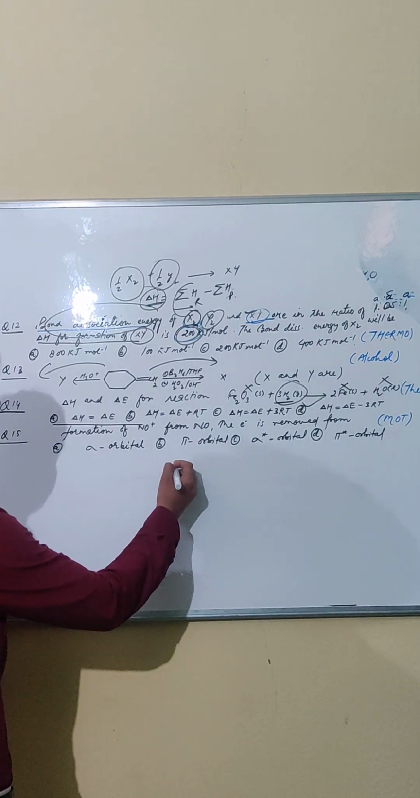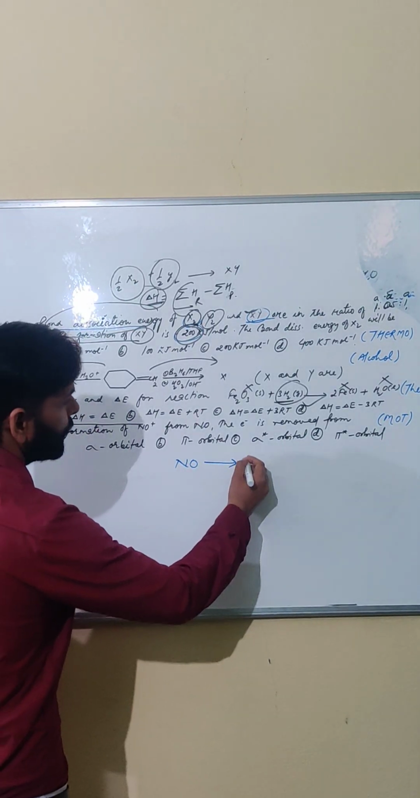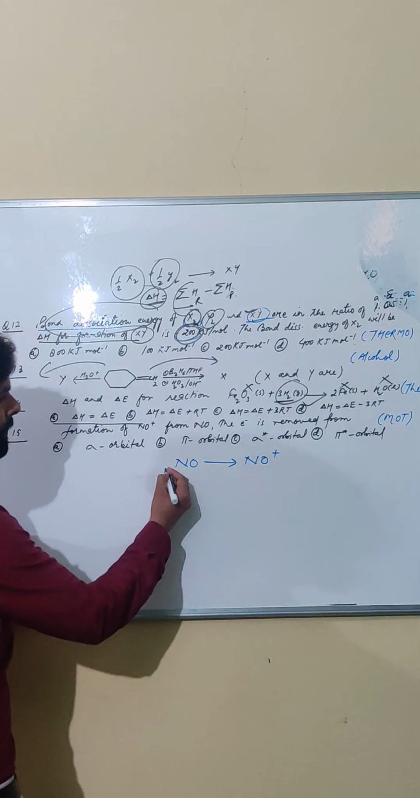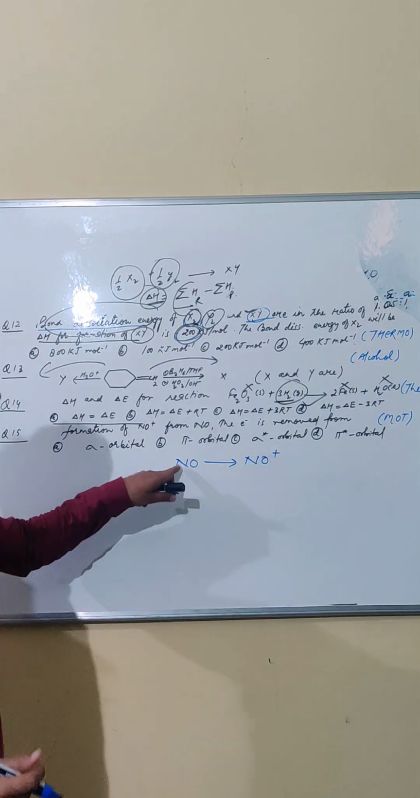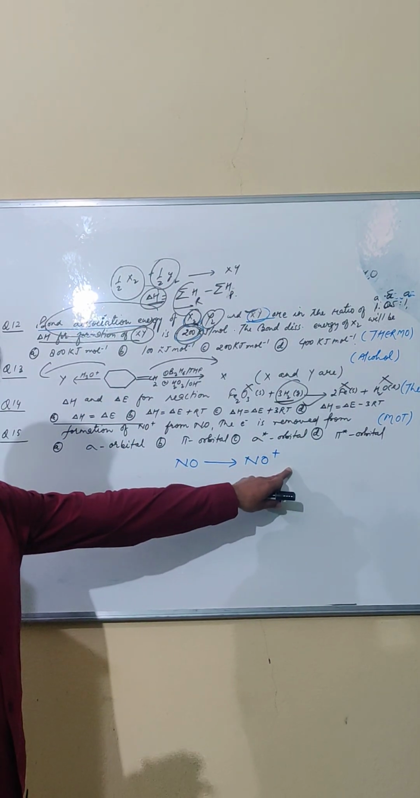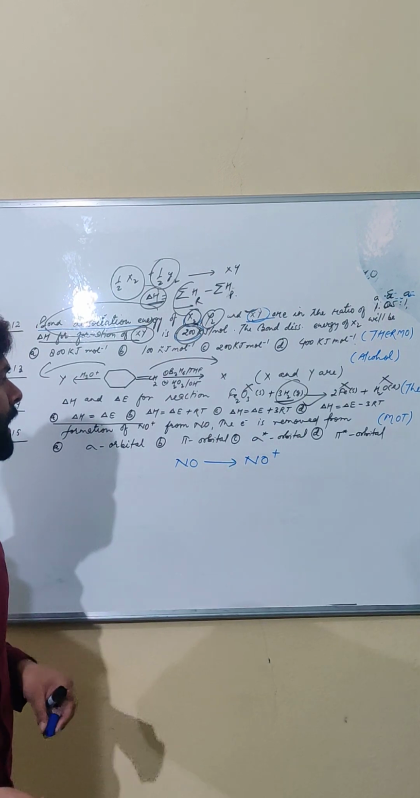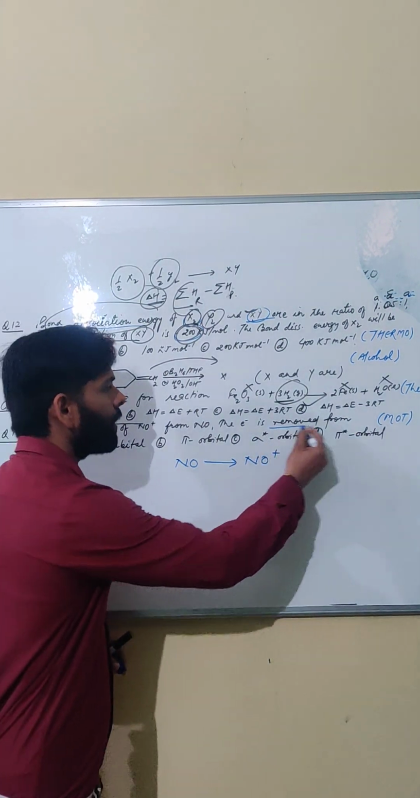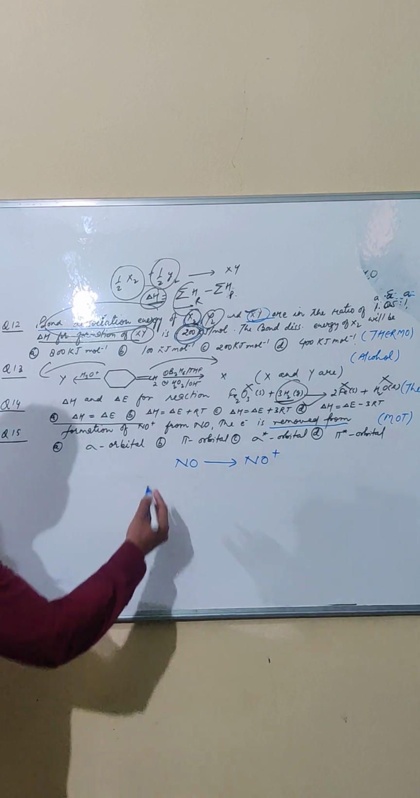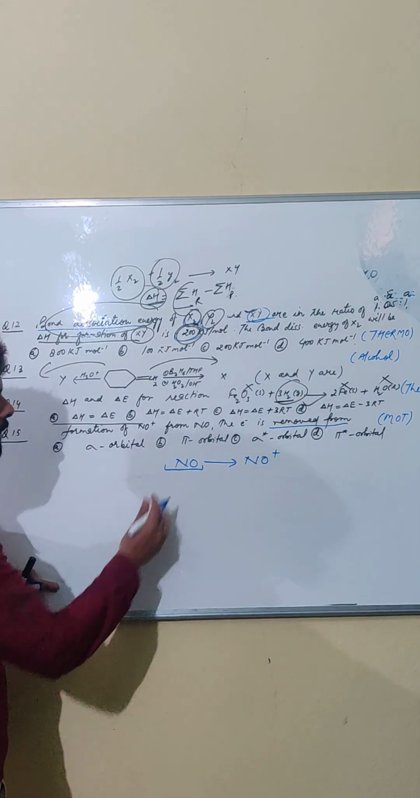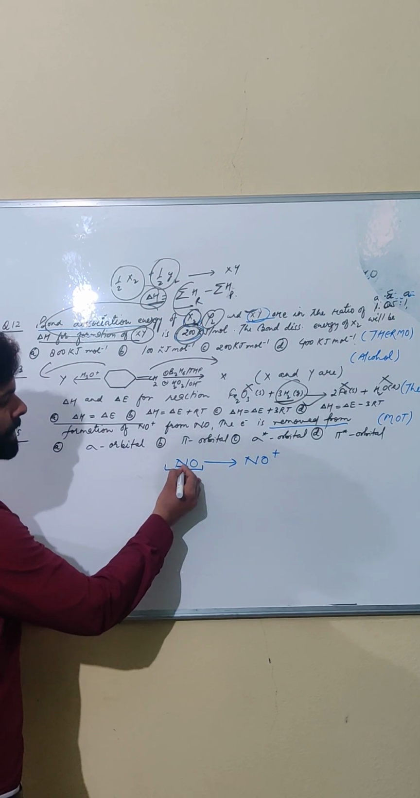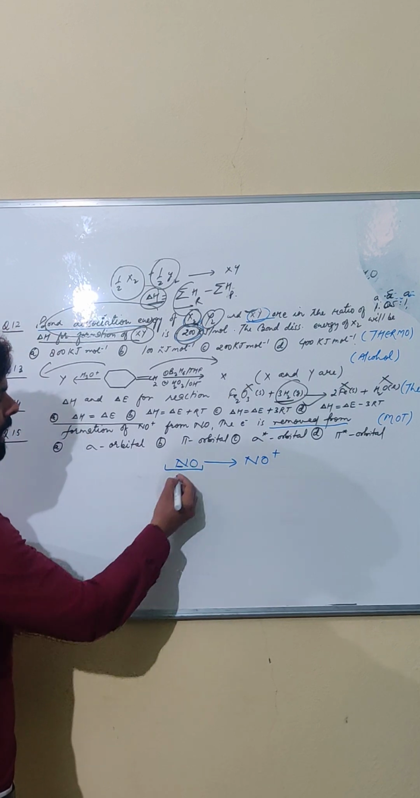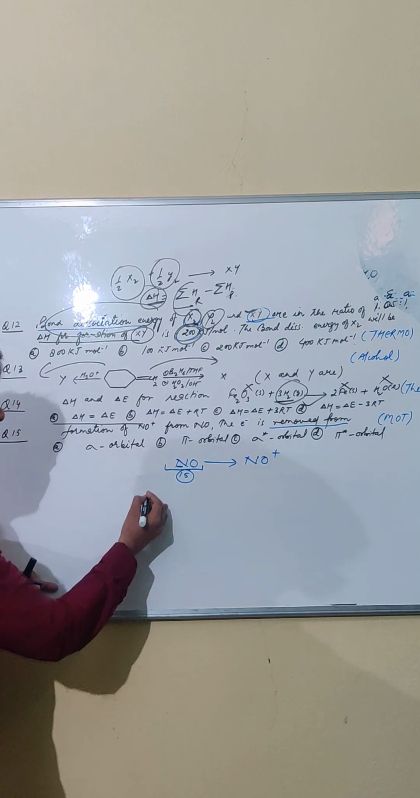Now question number 15 is from molecular orbital theory, that is from chemical bonding. They are asking about NO getting converted into NO plus. Whenever NO gets converted into NO plus, it will lose 1 electron, and they are asking from which orbital the electron is removed. So first write down the MOT configuration of NO. Nitrogen has 7 electrons, oxygen 8 electrons, that is a total of 15 electrons.